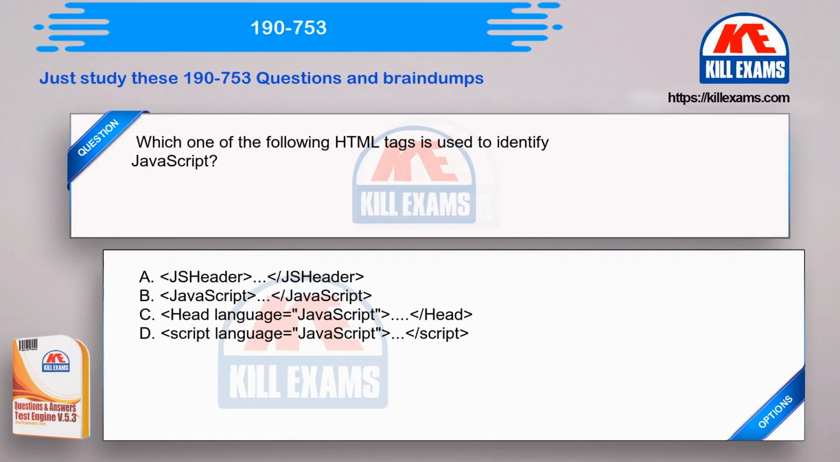Which one of the following HTML tags is used to identify JavaScript? Option A. JS header. Option B. JavaScript /JavaScript.